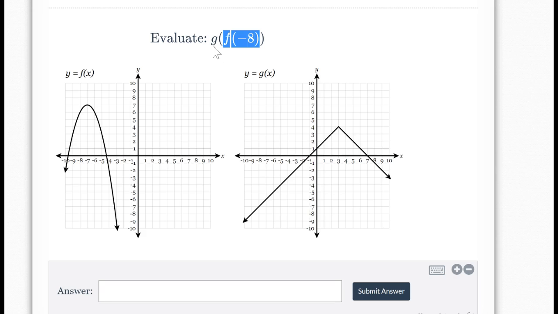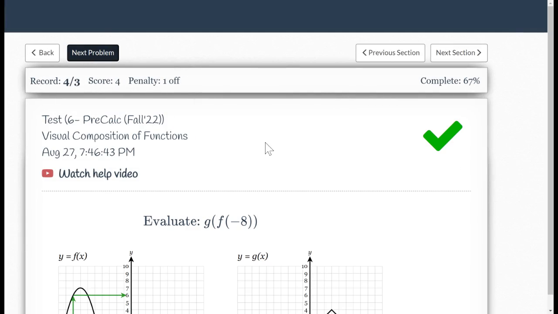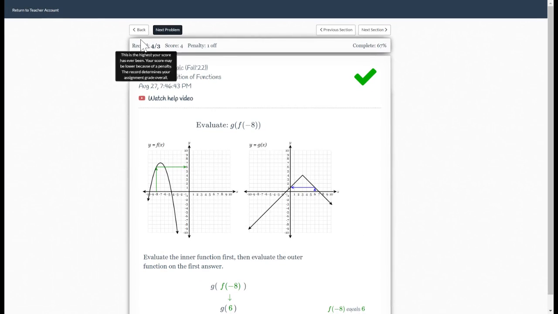So now I'm looking for g of 6. g of 6 means go to 6 on the x-axis and go touch your g function. Well, if I'm standing here at 6 on the x-axis, I have to go up 1 unit to touch my g function. So 1 is my answer. And that's how you do composition of functions.